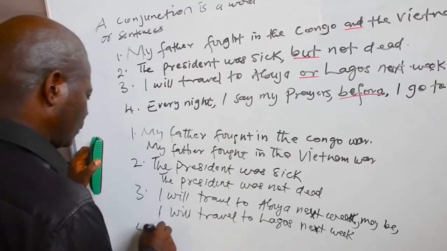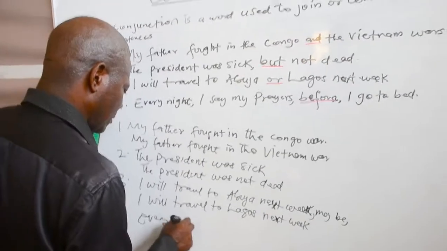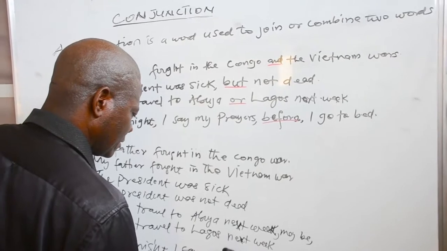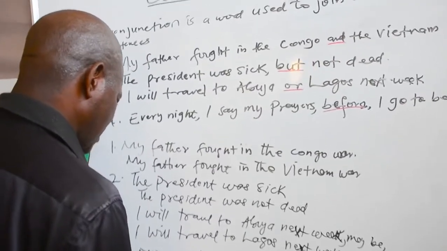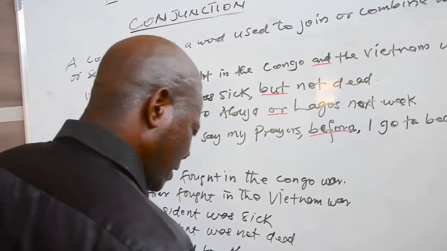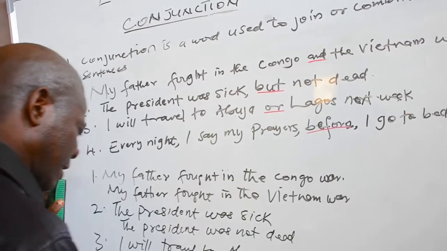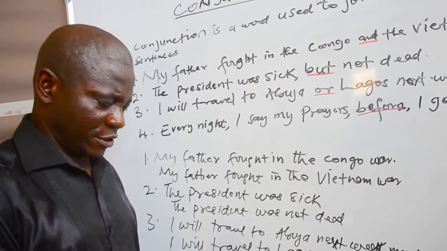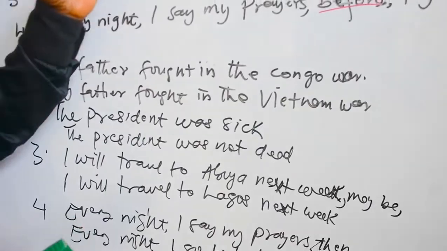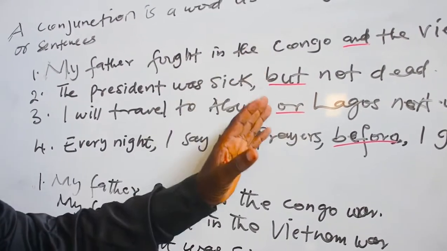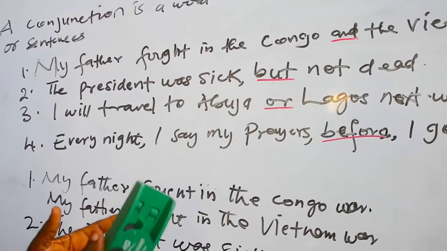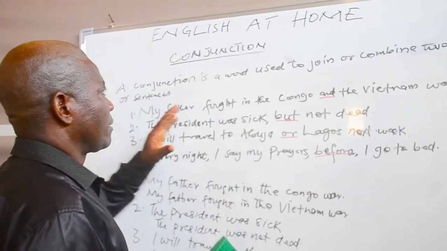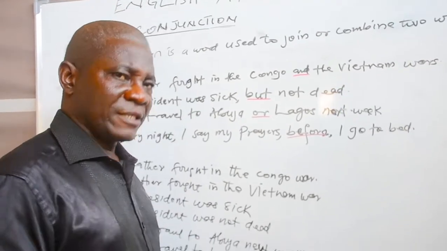Number four should have been, every night I say my prayers. Every night, that you may like add, then every night I go to bed. All these are unnecessary repetitions of the same expression. So the use of the conjunction has shortened the use of words and made the sentences easier and simpler to understand.